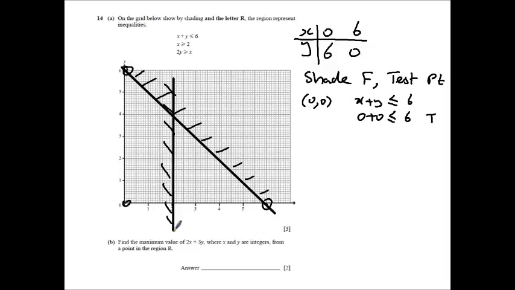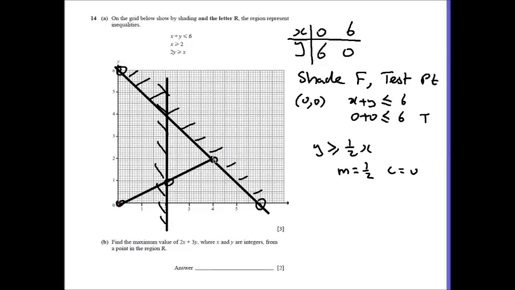Now the third line I have to plot begins with 2y, so I'm going to rearrange the equation to make y the subject. So we divide by 2, that gives you y is greater than or equal to half x. If I follow y equals mx plus c, the number with the x, which is the gradient, is a half, and the value by itself is c. Well, there is no number there, so it has to be nothing. So I start at 0, 0 and plot the line.